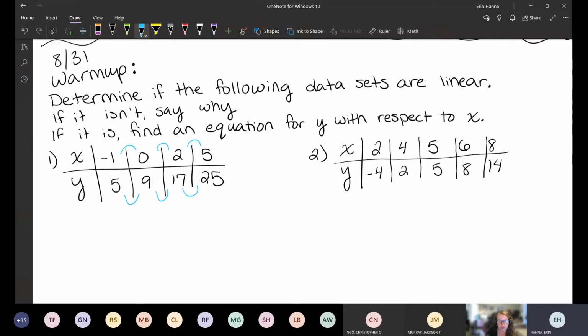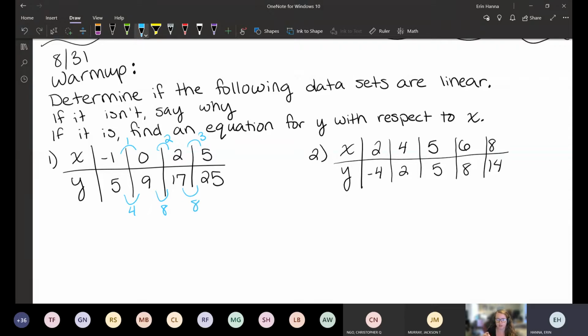If we look at how the x's are changing, it's going to go up by 1 for this set, and then the next set's going to go up by 2, and then by 3. And the y's are going to go up by 4, 8, and then 25 and 17 is another 8.